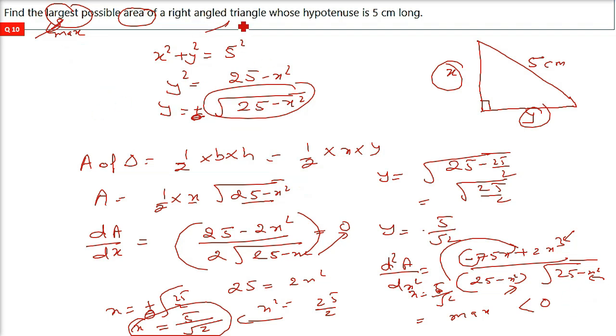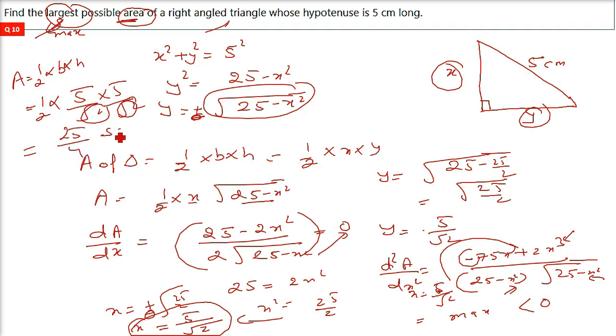Alright, and what are the values? Because x and y is not enough. We need to find out the area. Area is half into base into altitude. Base is already 5 by root 2 and the altitude is also 5 by root 2. Root 2 in the denominator will give you 2. 2 into 2 is 4. So in the denominator you will get 4. 5 5 so 25 is already there. So 25 by 4 square units, sorry, it will be square units.